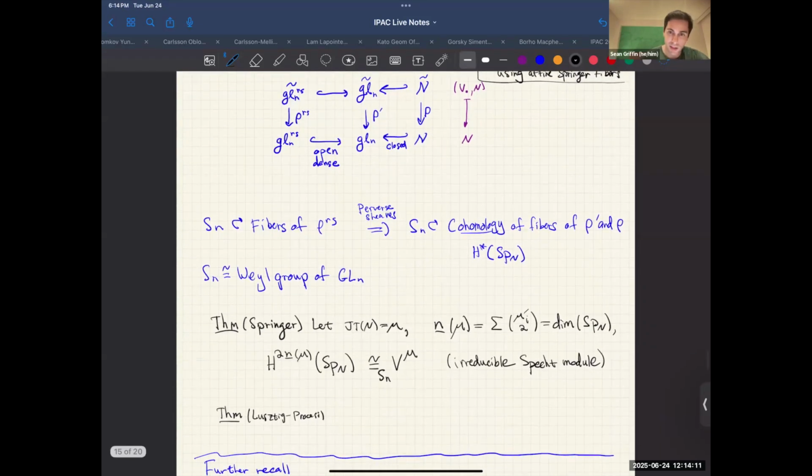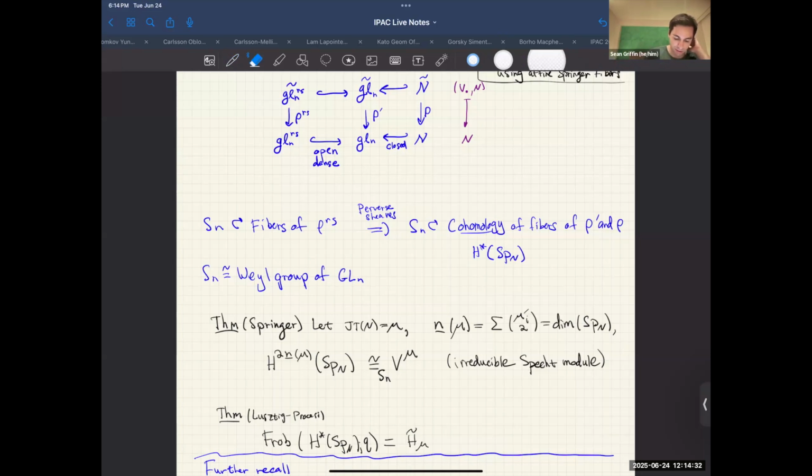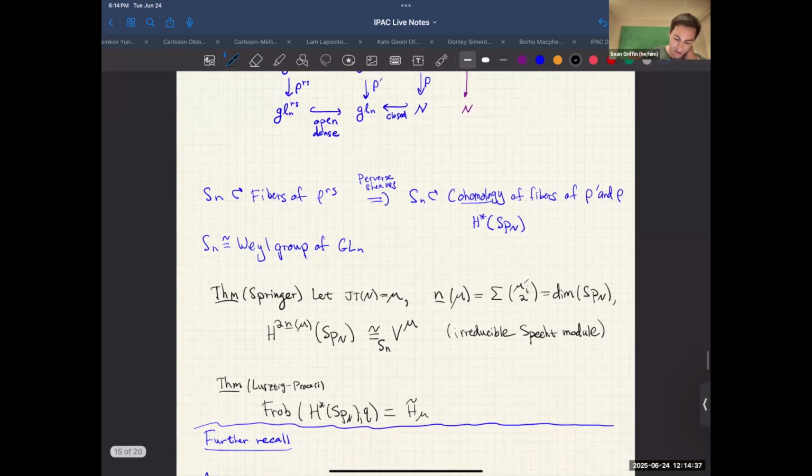And Lusztig and Procesi, not in these words, but in some form proved that if you take the Frobenius character of this Sn action, if you turn it into a symmetric function via the Frobenius character and keep track of the cohomological grading, you get exactly a modified Hall-Littlewood polynomial.